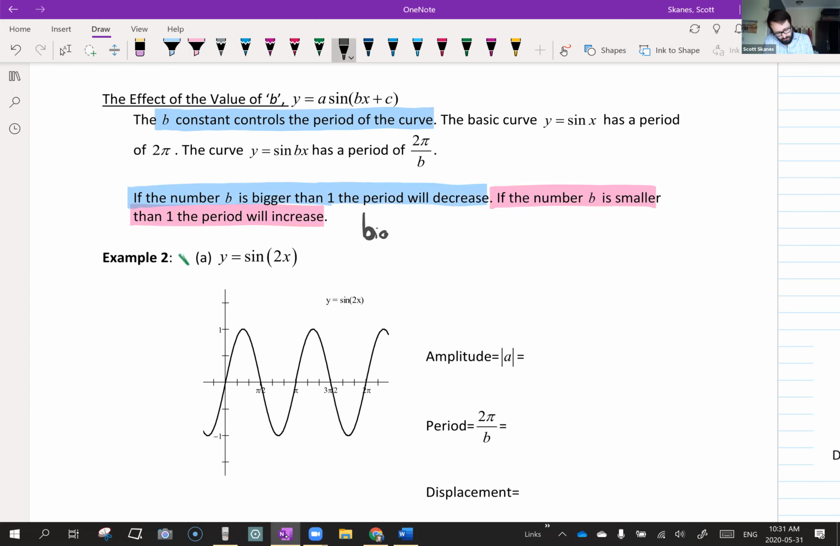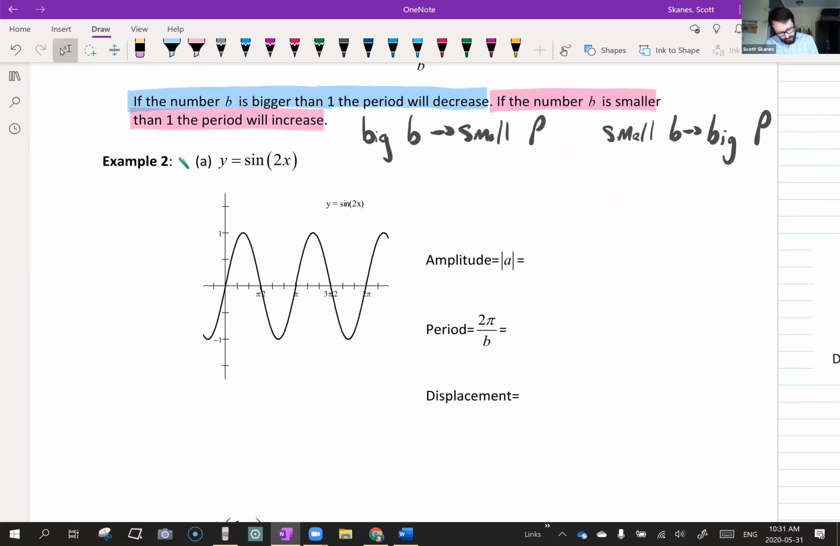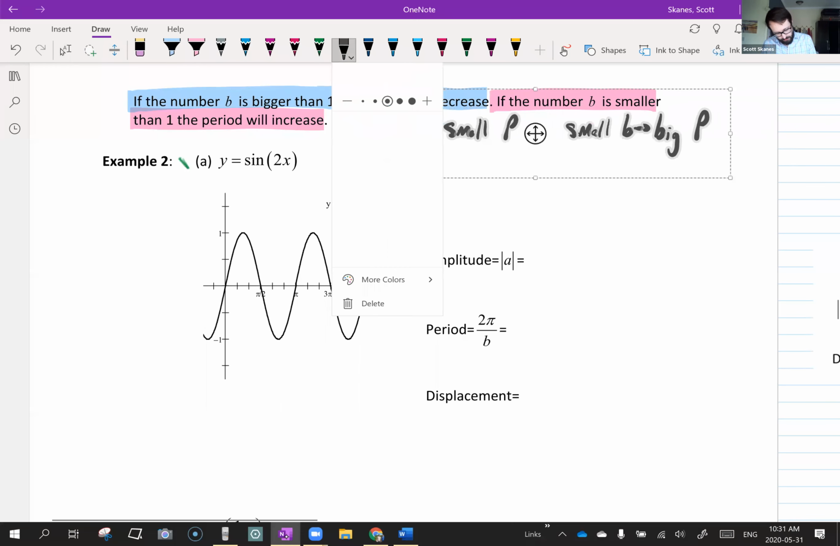So big B, small period. Small B, big period. Just different ways of saying the same thing. So let's see what happens. Let's do our same game again, okay? Let me make this a little smaller because I don't want to take up too much space.